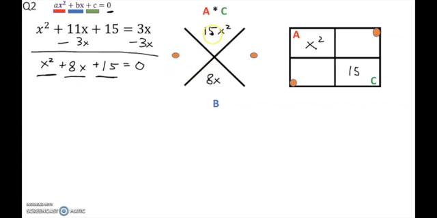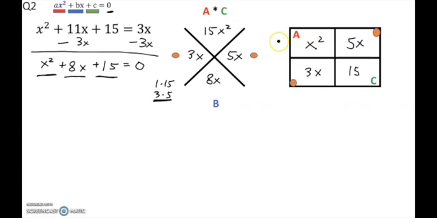Now we're going to have to find two terms that multiply to be 15x squared that add to be 8x. So we'll get 1 times 15 and maybe 3 times 5. And right off the bat, I see that 3 times 5 is working. So we'll place a 3x here, and a 5x here. 3x times 5x should equal 15x squared, and 3x plus 5x should equal 8x. So we'll place those terms right here, 3x and 5x.